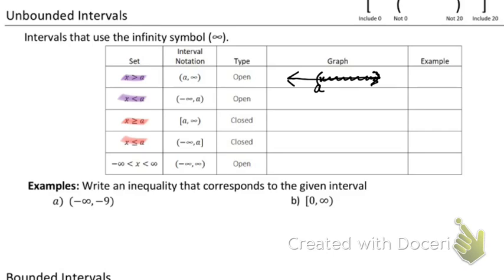For less than a, it's going to look very similar, except we're going to go the opposite direction with our shading. We're going to make a point a. Our parenthesis this time will face the negative direction because I'm looking for those numbers less than a. So the parenthesis on your number line will face which direction you are going to go with your shading.